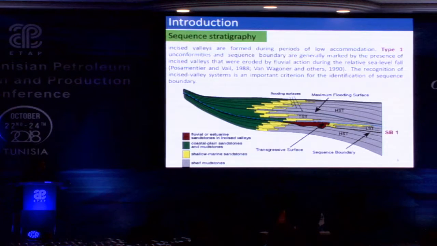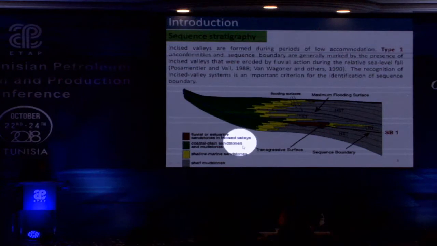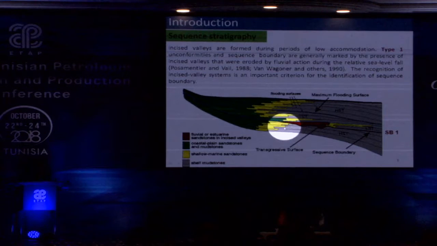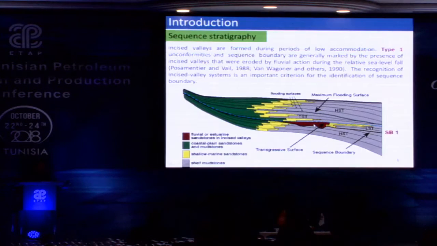Incised valleys are also important structures in sequence stratigraphy. In fact, incised valleys are formed during periods of low accommodation, and type 1 unconformities and sequence boundaries are generally marked by the presence of incised valleys that were eroded by fluvial action during relative sea level fall. The recognition of an incised valley system can mark and identify a type 1 sequence boundary.